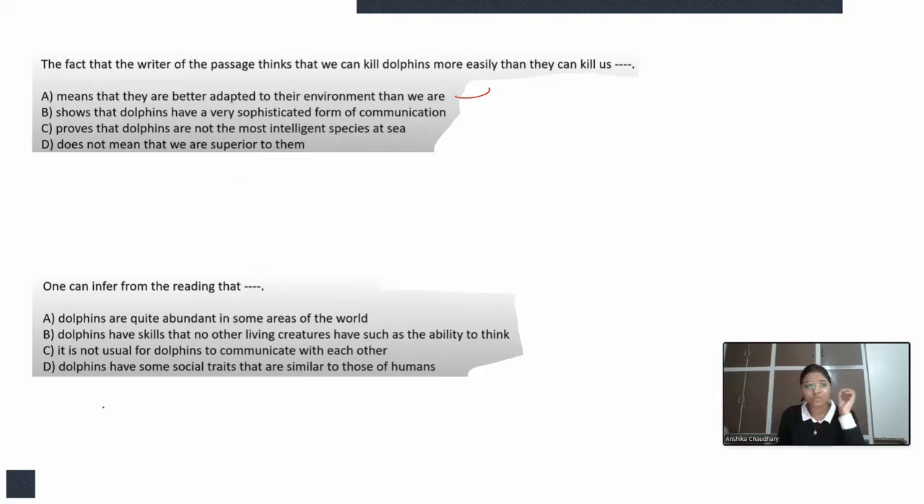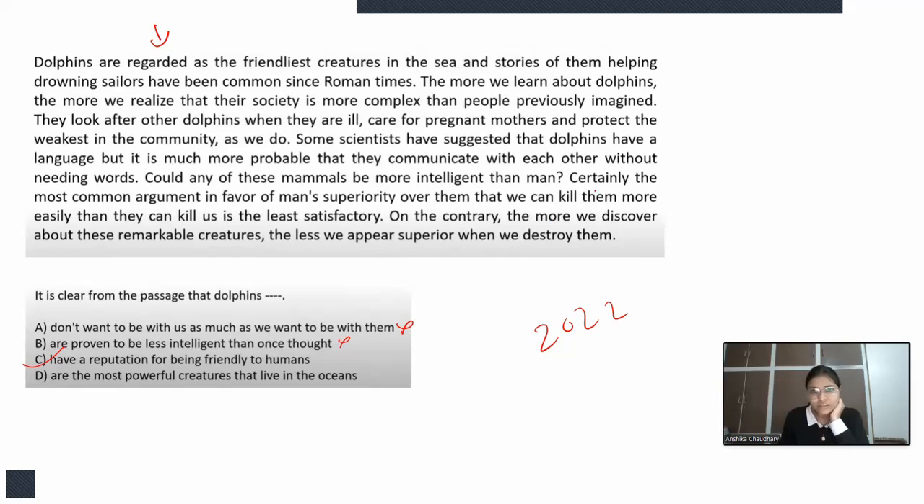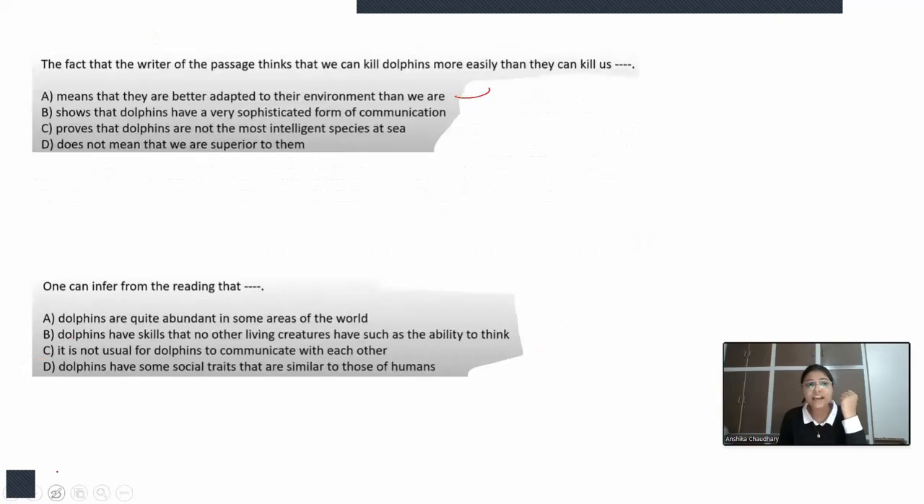See, the quote that is written over here, in favor of man's superiority over them, we can kill them more easily than they kill us. So this line, this quote, does not mean that we are superior to them, right? It is okay that we can easily kill them, but that doesn't mean that we are superior to them, because they have certain qualities, right? And they have some different traits. And actually, dolphins are much better than humans according to that passage. So that line does not mean that we are superior to those dolphins, right? Let's move on to the next question.